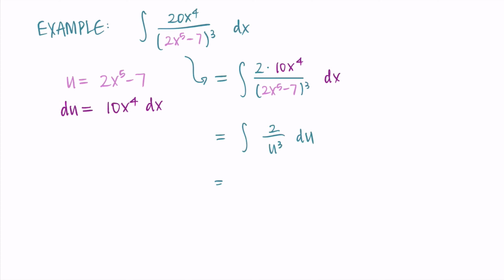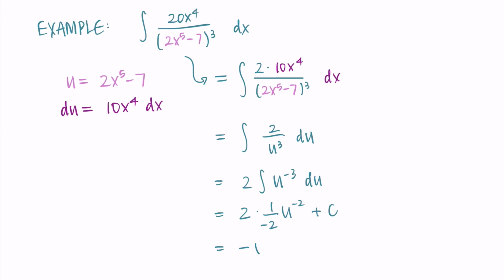Alright, now I just have to compute this integral, so I'm going to factor the 2 out of my integral, and then rewrite 1 over u cubed as u to the negative 3. Then when I do the antiderivative, I add 1 to that exponent, so I'm getting u to the negative 2, and I divide by that exponent. 1 over negative 2 u to the negative 2, and don't forget my plus c.